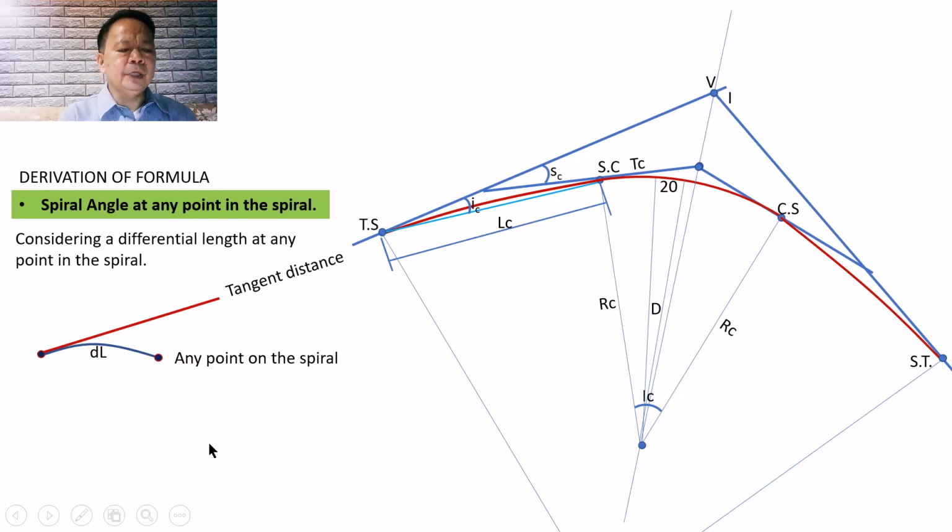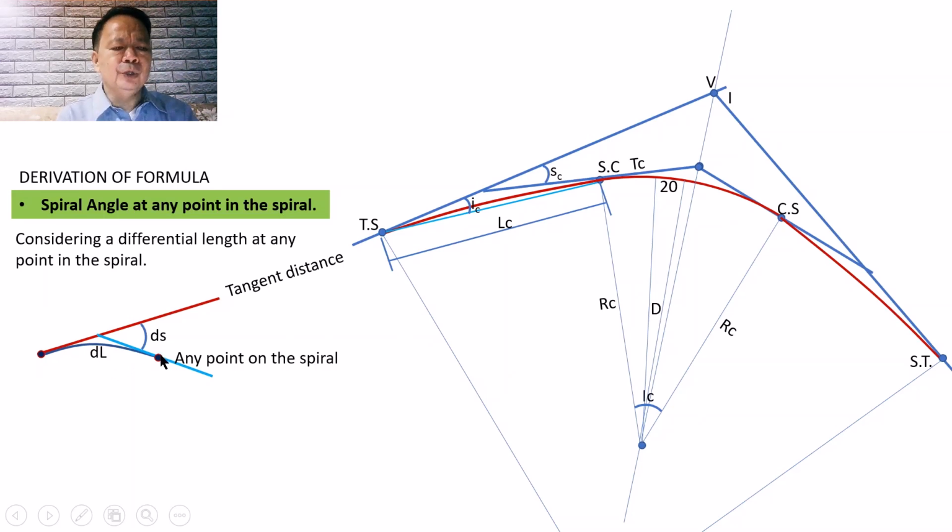Okay? Sabi dito, if we're going to draw tangent to this point on the spiral, then this angle will be our spiral angle. At sabihin natin yung spiral angle is given by ds. Why ds? Kasi maliit lamang itong length na ito, it is just equal to dl.